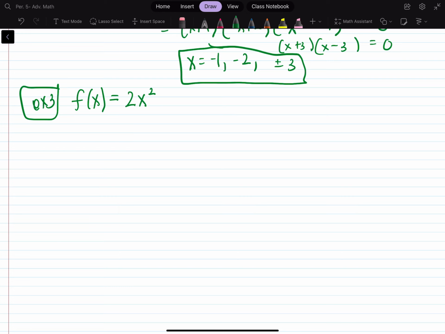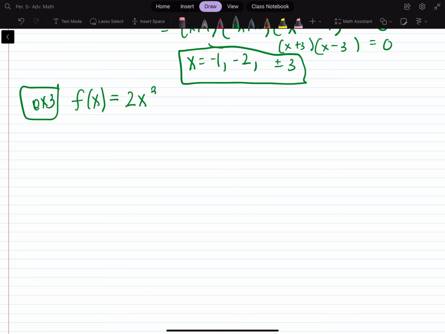Whoa, that looks weird. Sorry, wrong one. 2x, why does it say 2x squared? Sorry guys, 1 second. 2x, I think that's supposed to be a cubed.